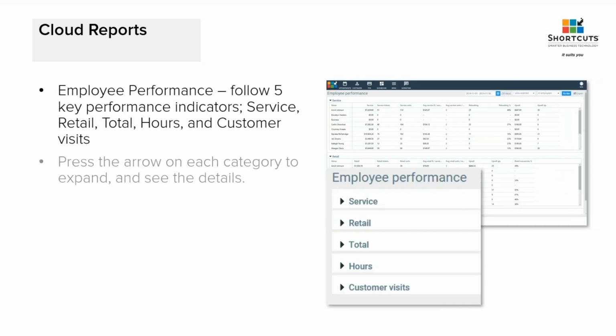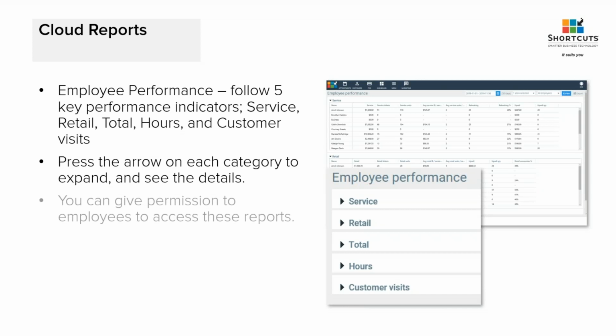So for employee performance, as opposed to employee productivity, the big key performance indicators here are their service totals and averages, retail hours, and customer visits. You're presented with these little arrows on the performance screen, and when you press the arrow, you get an expanded list of all of those particulars.